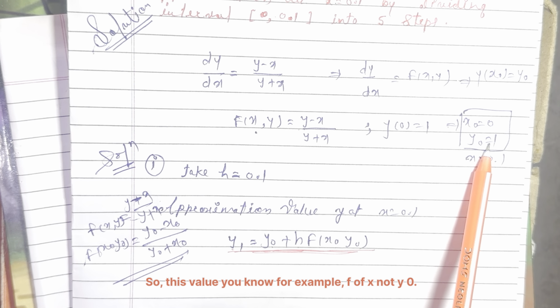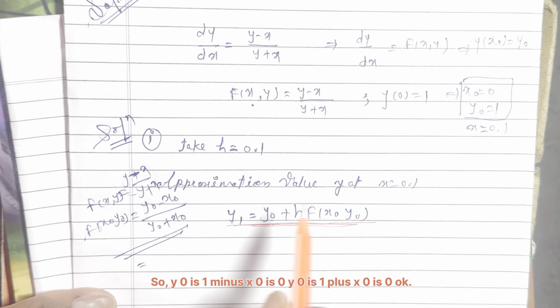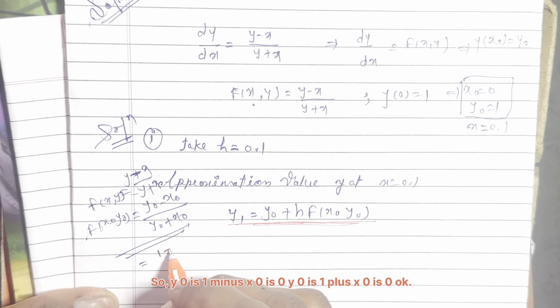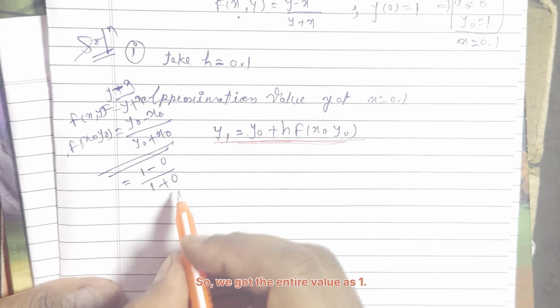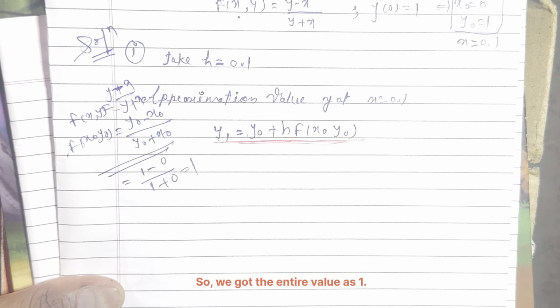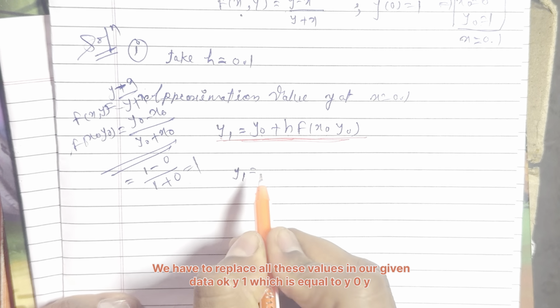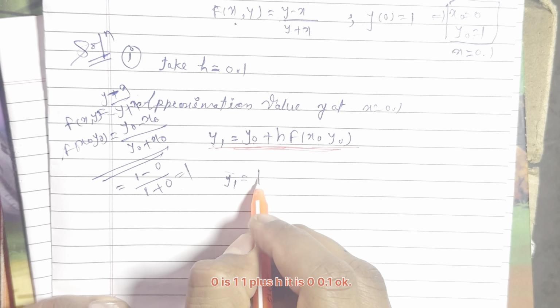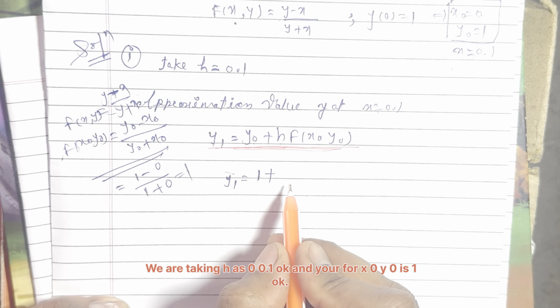Putting these values in f of x naught, y naught: y naught is 1 minus x naught which is 0, over y naught 1 plus x naught 0. So we get the entire value as 1. Now we replace all these values in our data. y1 equals y naught, which is 1, plus h, which is 0.1, since we are taking h as 0.1.